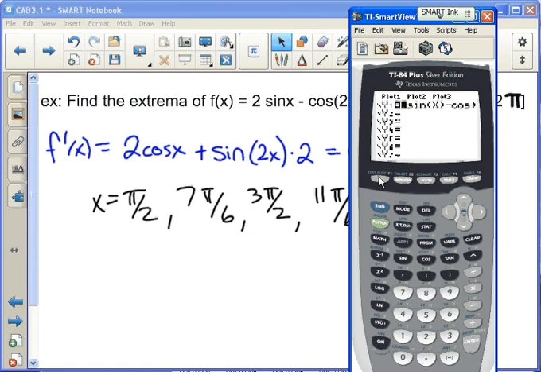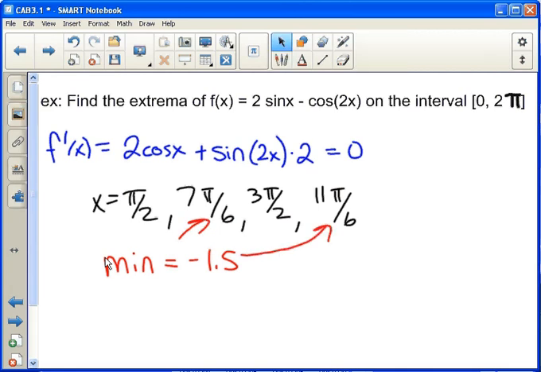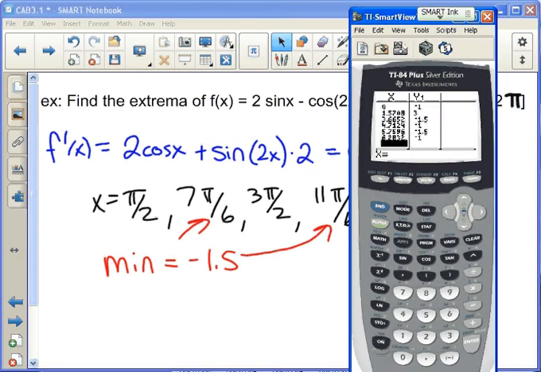So if you look, I have 2 minimums. Both 3.665, which is the 7 pi over 6, and 5.759, which is the 11 pi over 6, are at negative 1.5. So my minimum is negative 1.5, and it happens here and here. Now my maximum, my biggest one is 3, and that happens at 1.57 or pi over 2. If you just do all these with decimals, the 3 places, you should be fine. It's still going to give you the biggest and smallest correctly.